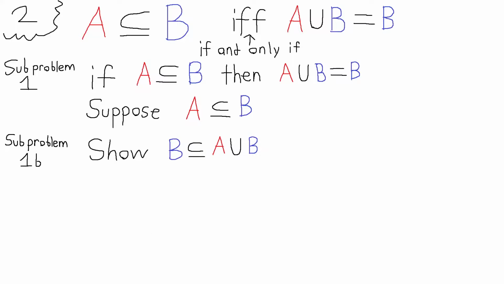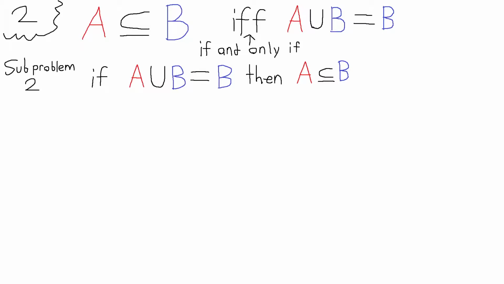Now we have to show that B is a subset of the union of A and B. Let x be an element of B. Then x is also an element of the union of A and B. So we're done. That was pretty easy. So we conclude that B is a subset of the union of A and B, which combined with our previous result shows that the union of A and B equals B, as long as A is a subset of B.